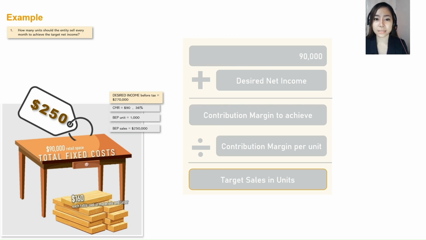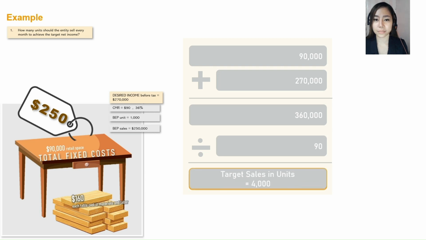So fixed cost is 90, desired net income is 270. So 90,000 plus 270,000 equals 360,000. Divide by the contribution margin, which is 90. So the target sales in units is 4,000.